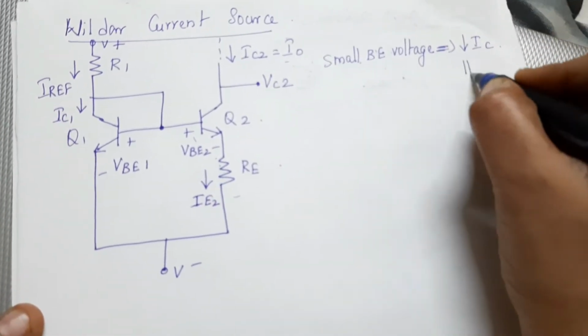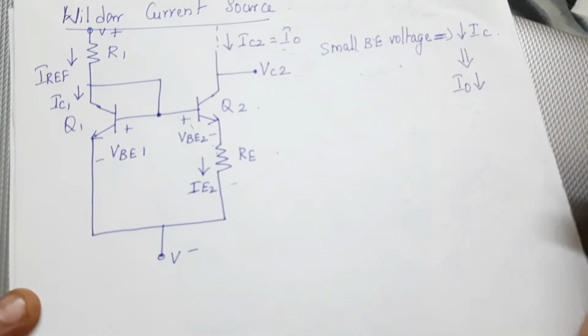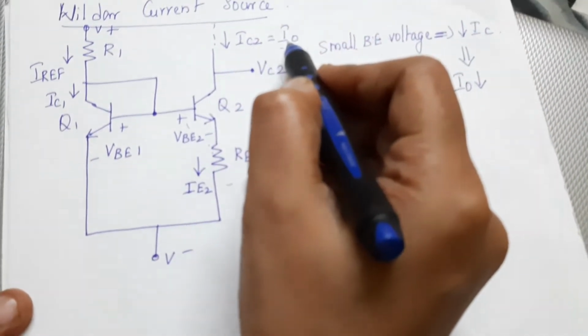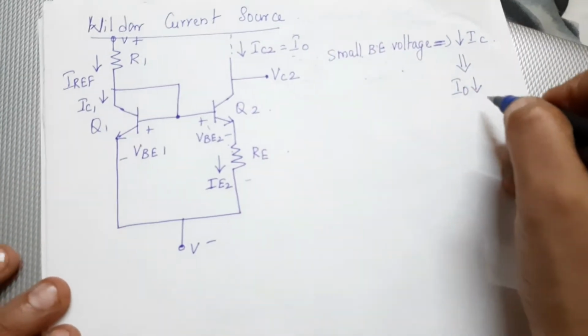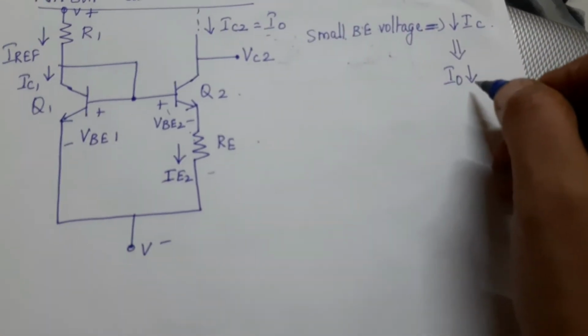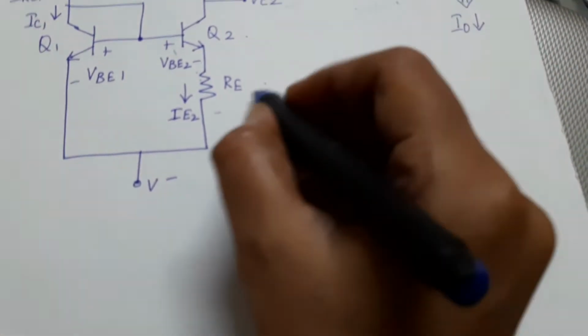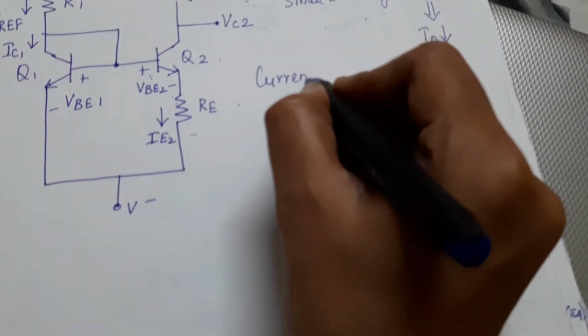If the collector current is reduced, in the sense my output current or the bias current is reduced, because IC2 is equal to I0. So the understanding is that I0 is less when compared to the reference current, I reference. Now we'll see about the current relationship.